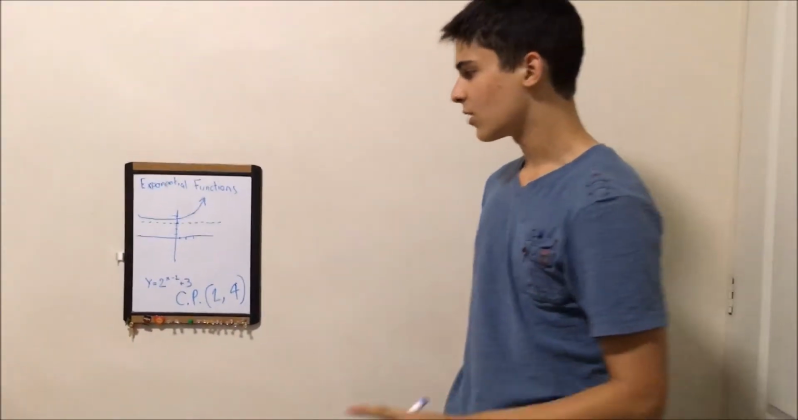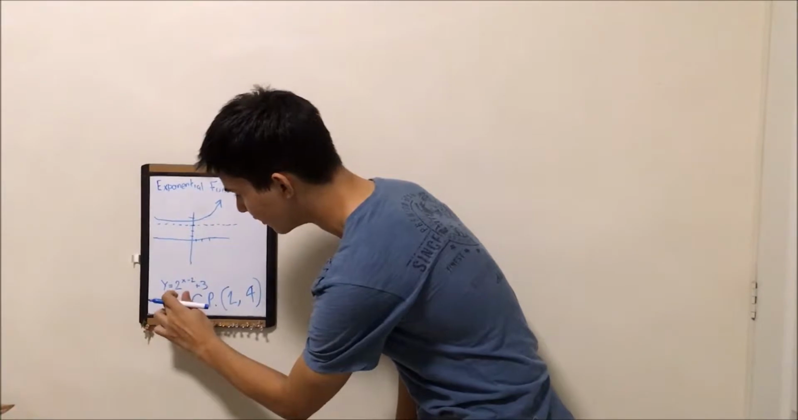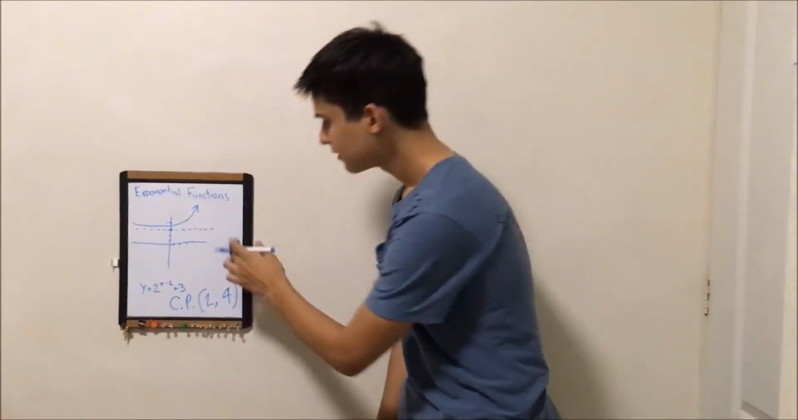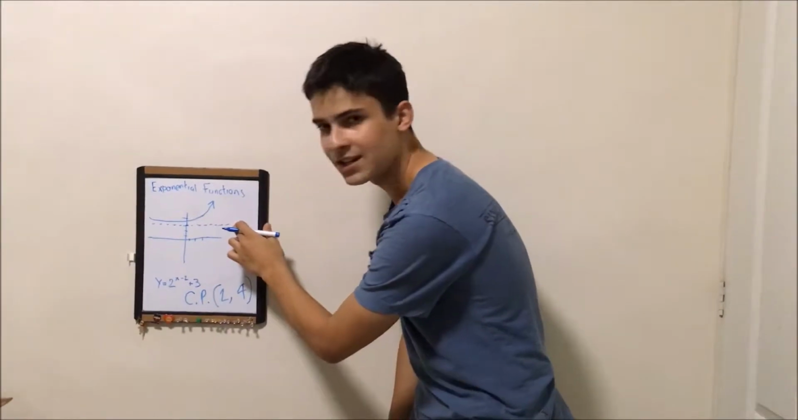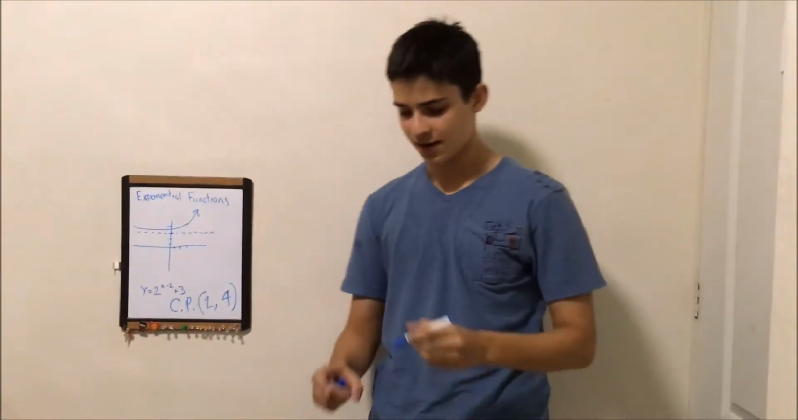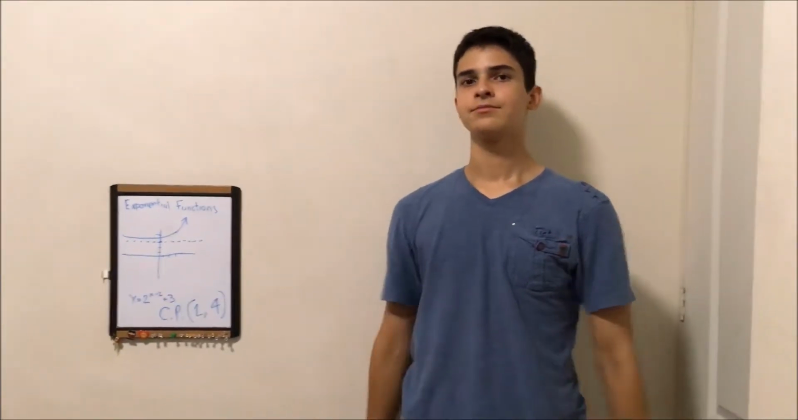But there is a change when we have a negative sign here. The only thing that changes is that you have to look at a point that is down the asymptote, not over. That's our characteristic point.